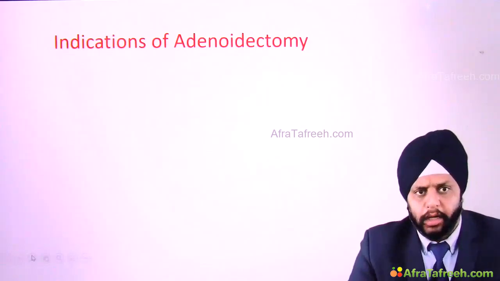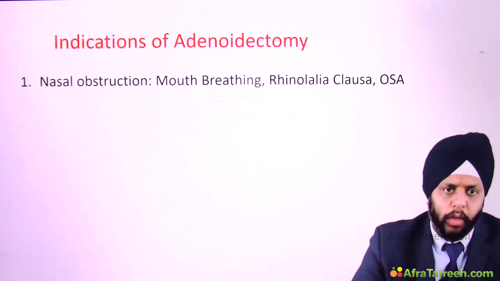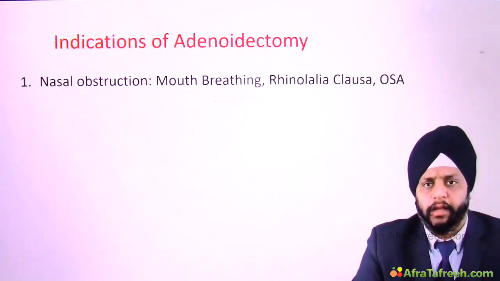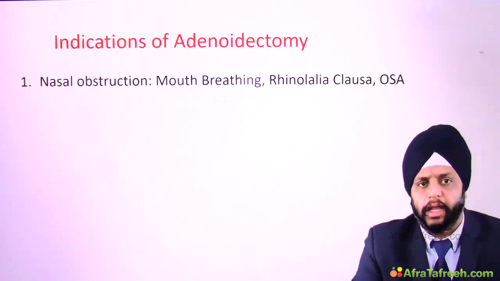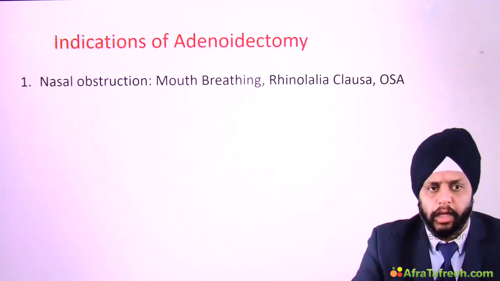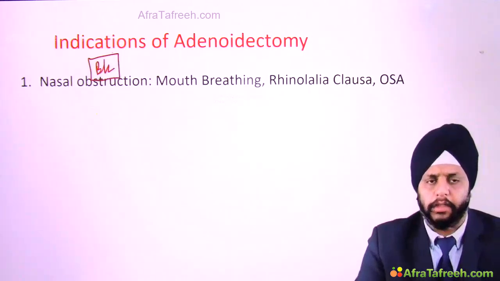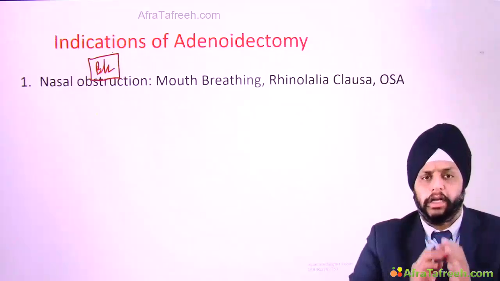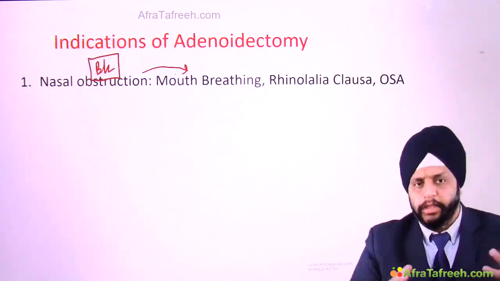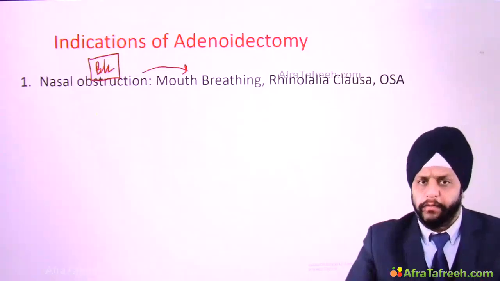Number one indication is nasal obstruction. What kind of nasal obstruction will this child have? Generally the child has bilateral nasal obstruction. Because of this bilateral nasal obstruction, what will happen to the child? The child will have mouth breathing. As we discussed, because of mouth breathing, he will have other complaints like adenoid facies.